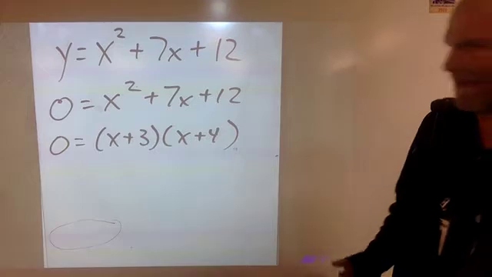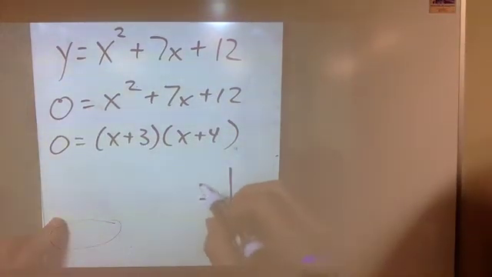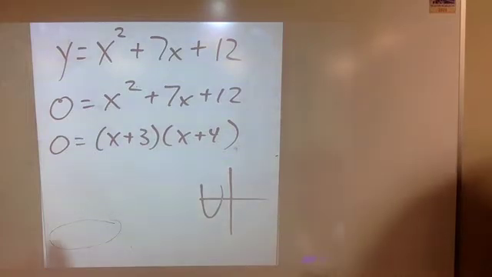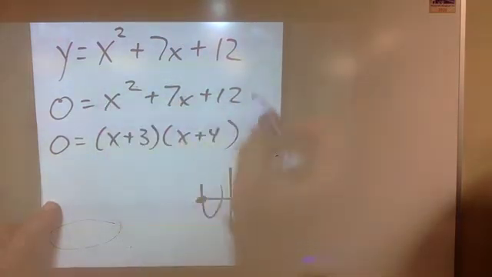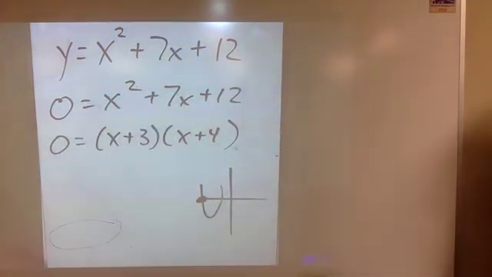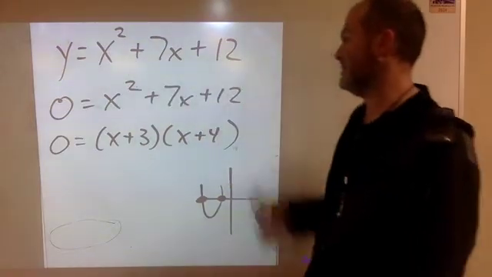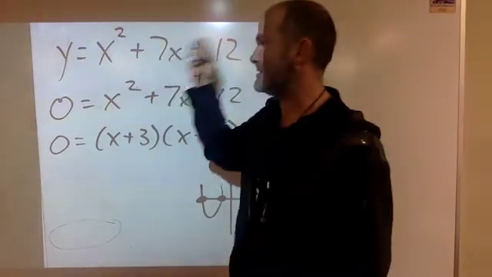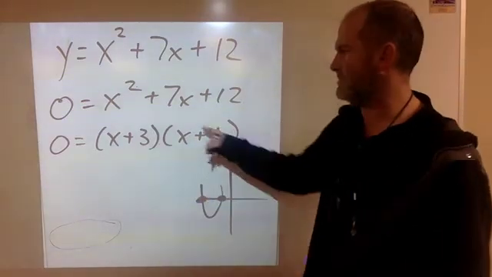Well, that's not really an answer. You know, where is this crossing the x-axis at? Well, whatever number that is, if we put that into this equation, it's going to equal 0. So there's two answers. There's two numbers that we could put into this equation and do the math, and it's going to equal 0. One of them is negative 3, the other one's negative 4.